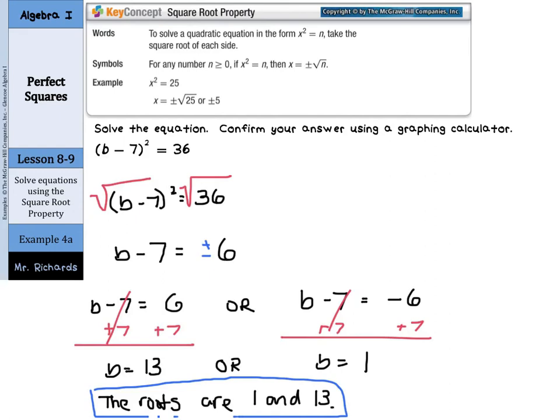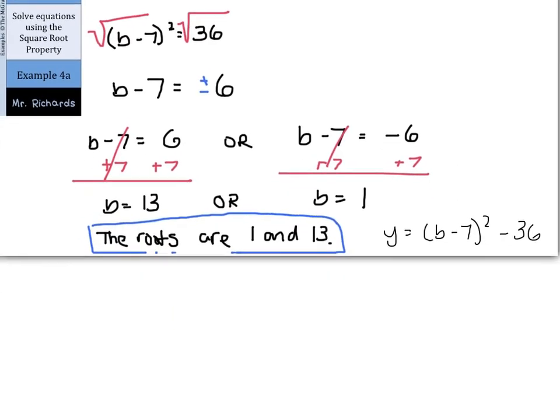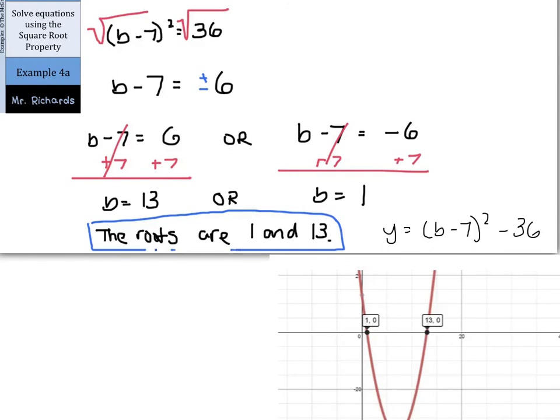Now to confirm this answer using a graphing calculator, we can say y equals the b minus 7 squared minus 36, since we can get that to equal 0, or in other words, y. And we'll move this up now to see what this looks like on a graph. And you can see where this graph crosses our x-axis, where x is 1 and x is 13, and sure enough, those are our two roots.